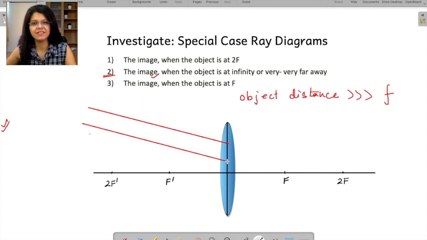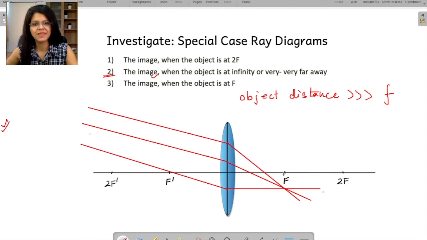The rays of light which are coming from the object appear to be coming parallel, and they will all ultimately bend and converge on the focus. The image will be formed at the focus like this. A parallel set of light, whenever it falls on the lens, always converges on the focus. This is something that we have already learned. Same thing we are seeing here.